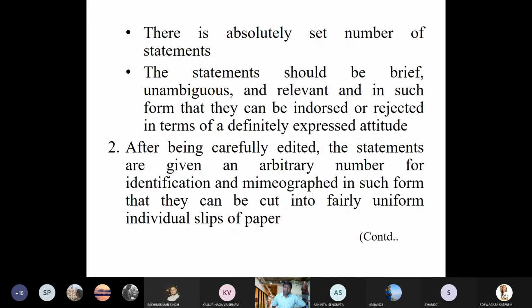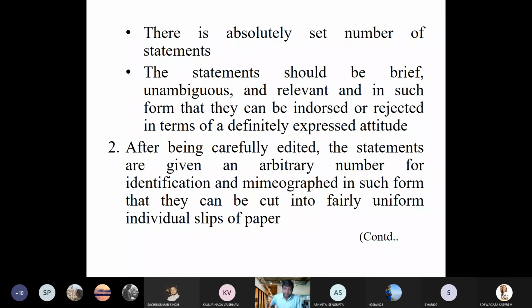After being carefully edited, the statements are given an arbitrary number for identification and mimeographed in such a form that they can be cut into fairly uniform individual slips of paper. You can adopt different methods while measuring, but the question is that your scale should be very well maintained and very well balanced, because if your scale is not well balanced, then a real problem will arise. So you should be very careful.